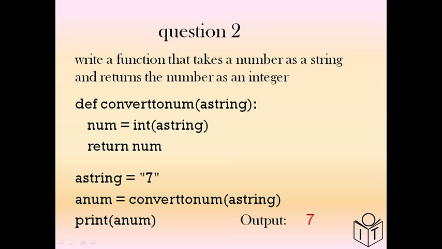So now num is that string but as an integer, and we return that using the return keyword, and that means that in our original code a num will equal the integer 7. So when we print it we see the output there, 7.